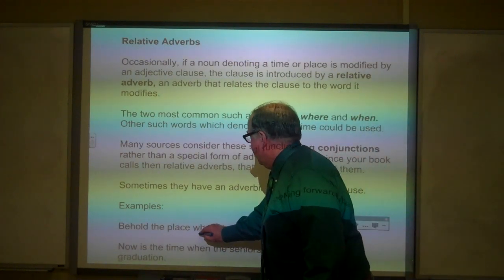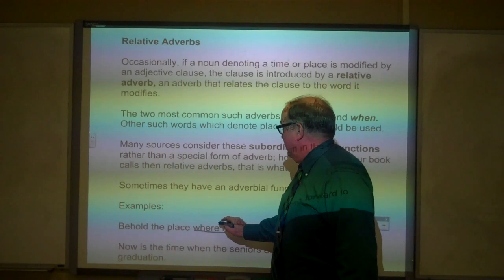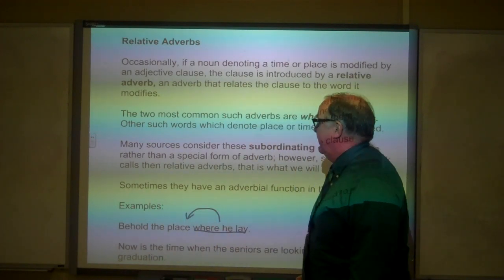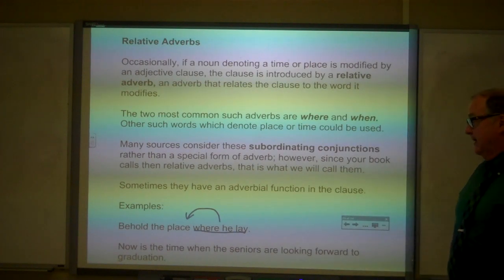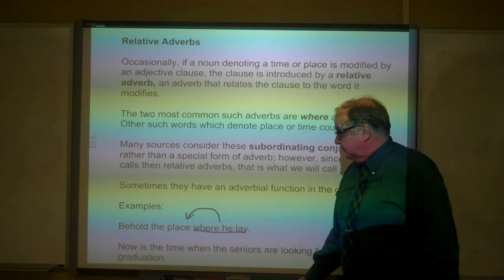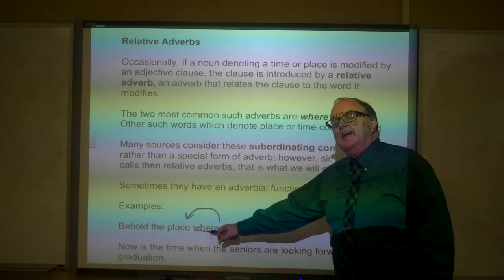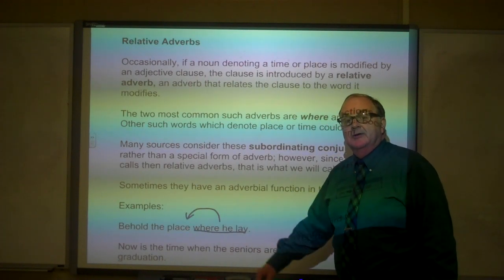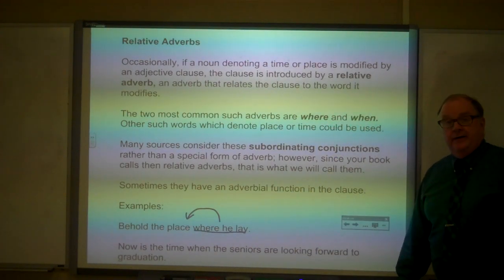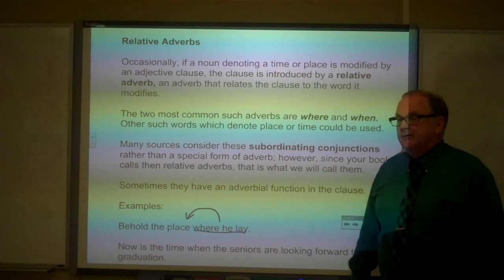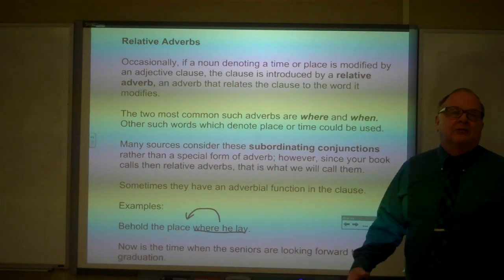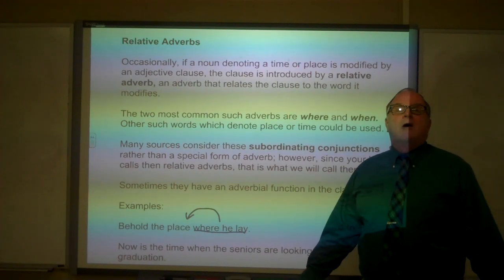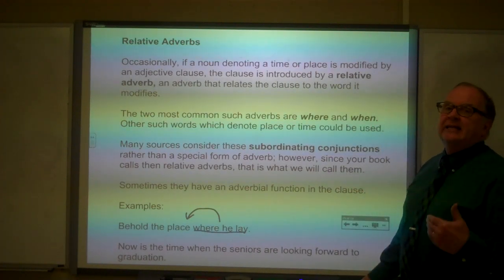Behold the place where he lay. Okay, now where he lay modifies place, so it modifies a noun, so it is functioning as an adjective. But instead of being introduced by a relative pronoun, it's being introduced by where. That would be the example of the relative adverb. Also, you could make a case that where is functioning in the clause modifying lay. He lay where.